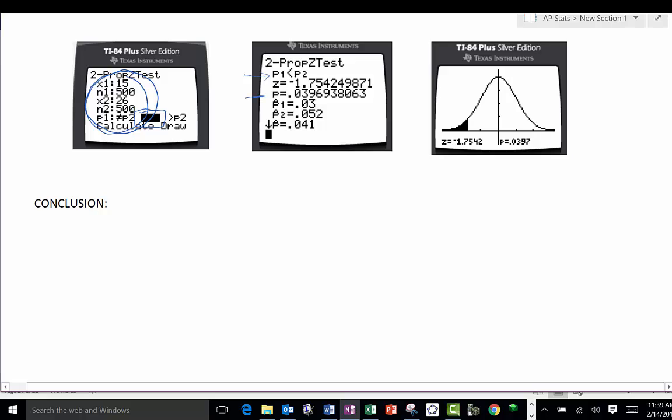And then here's the key things. All these different P's. We have P is 0.03969. P hat 1 is 0.03. P hat 2 is 0.052. And P hat equals 0.041. P hat is the combined pooled proportion. When we look at the diagram, we again have the same curve as I just produced. Z is minus 1.75, P is 0.0397. In other words, this probability is 4%.